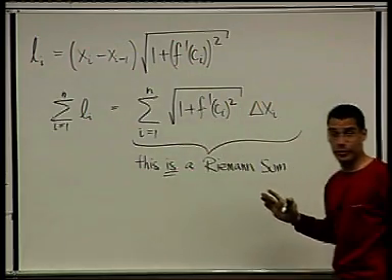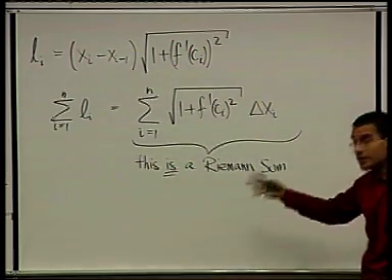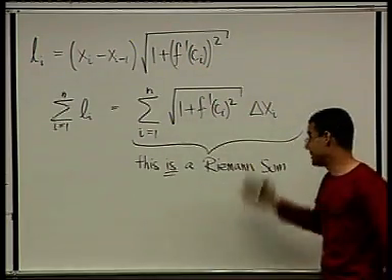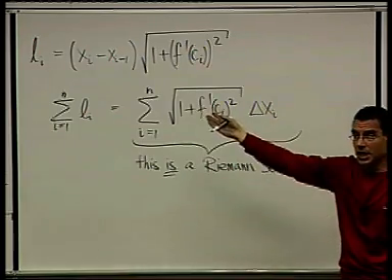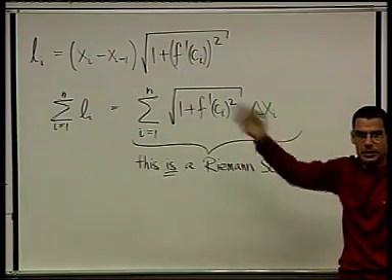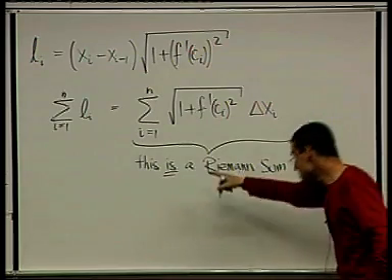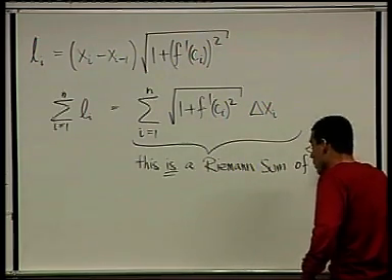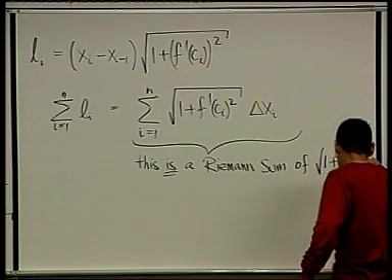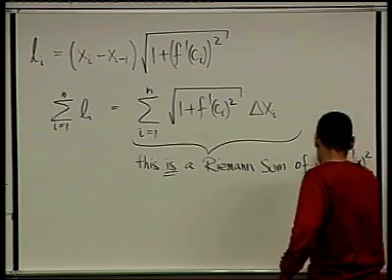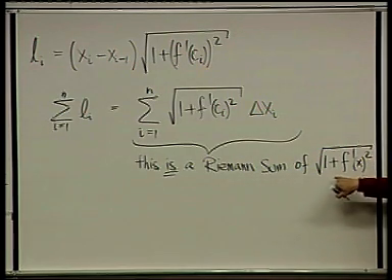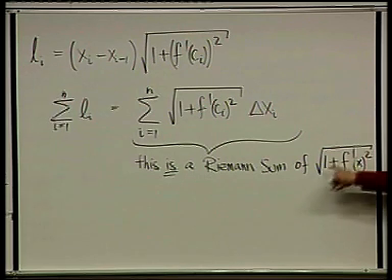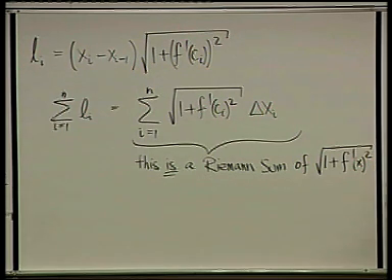But not of f. The Riemann sum corresponding to f would be just having here f of ci. That's it. But then this Riemann sum would actually give the area under the graph. That's not the problem we're trying to solve. This is a Riemann sum of the function root of 1 plus f prime of x squared. This is the Riemann sum corresponding to this function, root of 1 plus f prime of x squared.